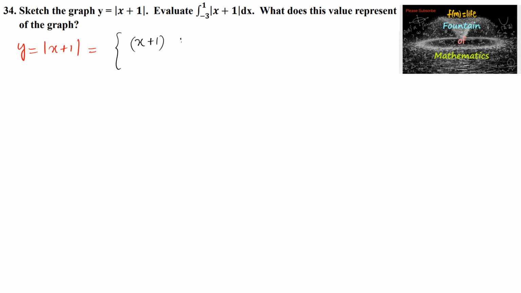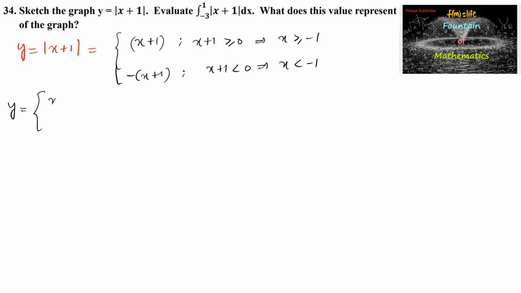x plus 1 when x plus 1 is greater than or equal to 0, that is x is greater than or equal to minus 1, and negative of x plus 1 when x plus 1 is less than 0, that is x is less than minus 1. So we can consider y is equal to x plus 1 whenever x is greater than or equal to minus 1, and minus x minus 1 whenever x is less than minus 1. Let's see the graph.